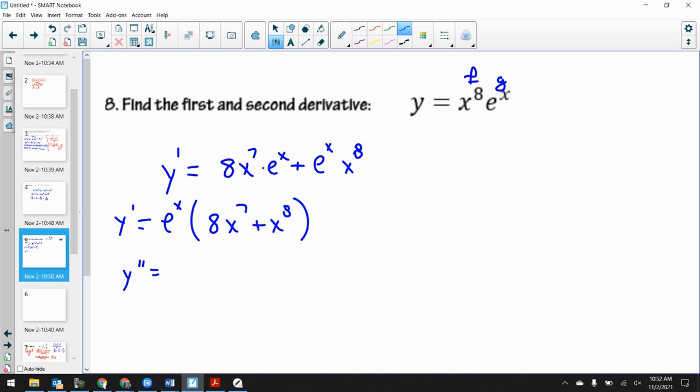Okay, so I'll make my f now as e to the x, and this is g. So f prime g, e to the x times the original, 8x to the 7th plus x to the 8th, plus g prime, 56x to the 6th plus 8x to the 7th.